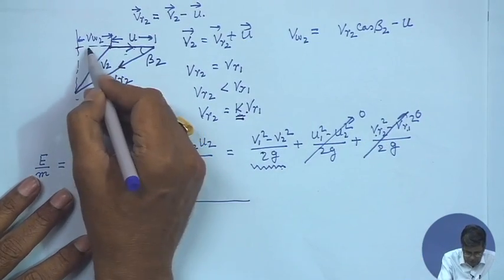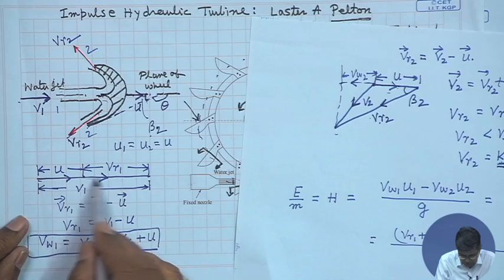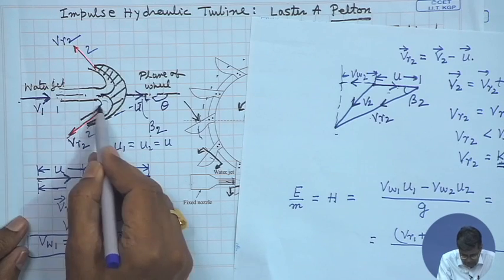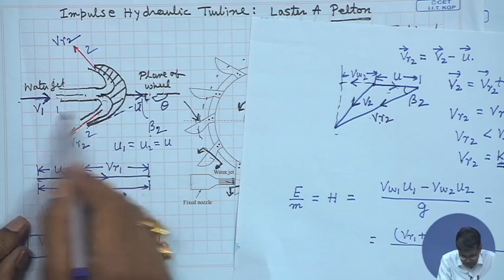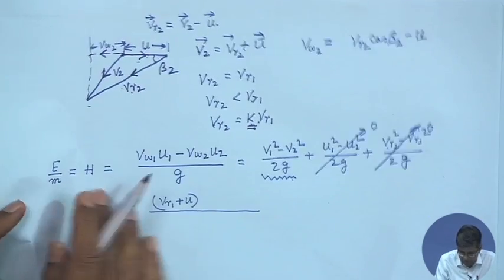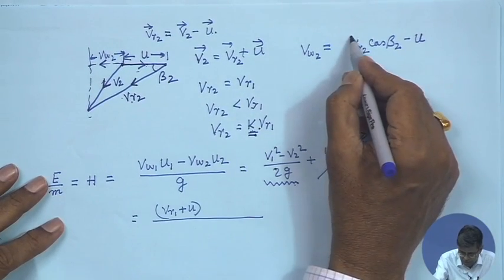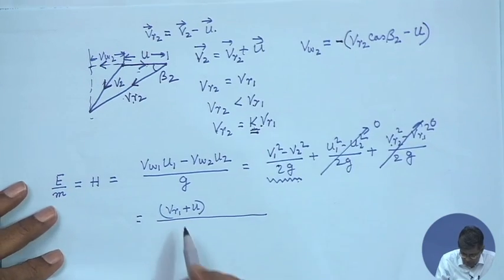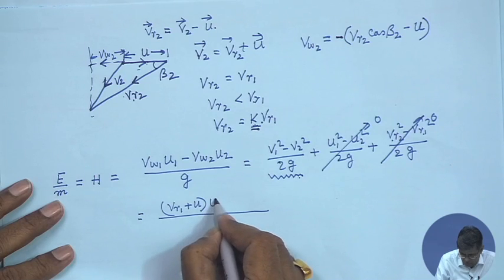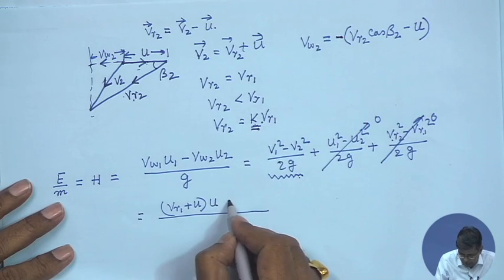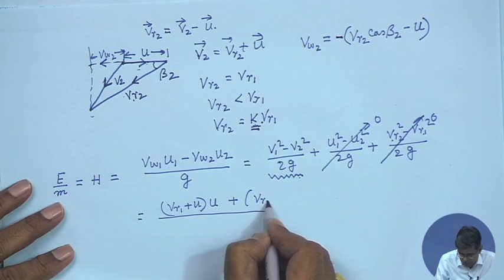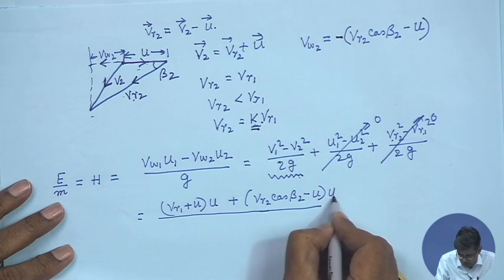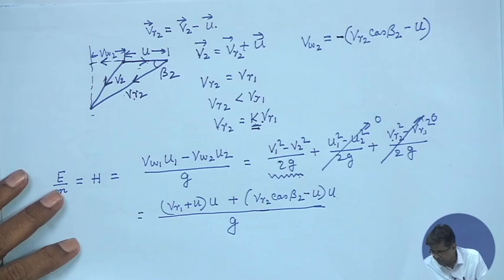Now, this component of V2 is in the opposite direction to that of Vw1. Vw1 is in this direction, and this goes in the opposite direction, opposing the jet velocity. So, taking the direction of jet velocity or blade velocity, which are in the same direction, as positive, this will be minus. So, we take this as minus, into u, and minus minus plus, plus (Vr2 cos beta 2 − u) into u divided by g. Okay, so we can write this.